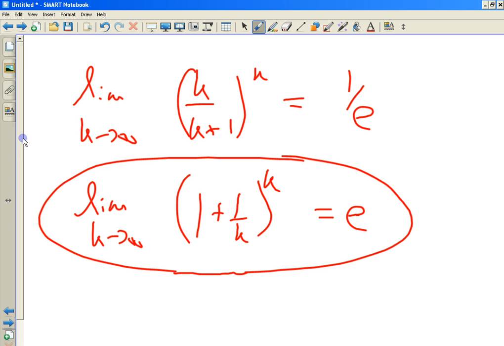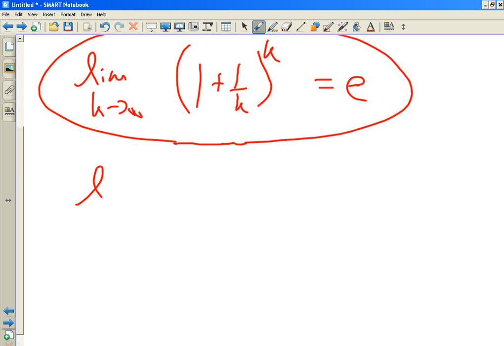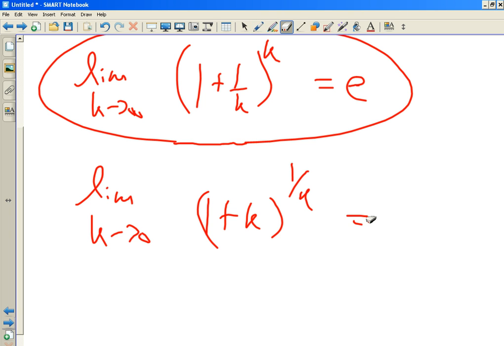You should really know four limits of this form. Let me see, how should I write it? This one goes to 1 over e, this one goes to e. How about this one? What do you think this one goes to? The limit as k goes to 0 of (1 plus k) to the 1 over k. What do you think that is?